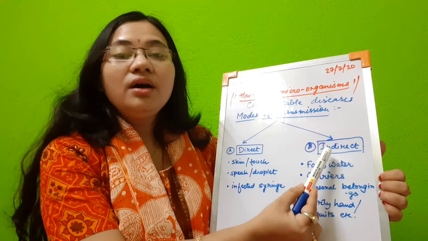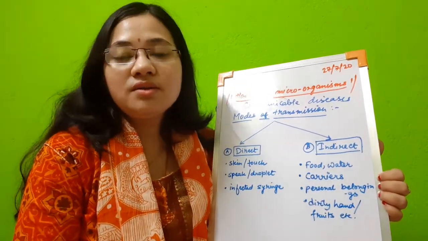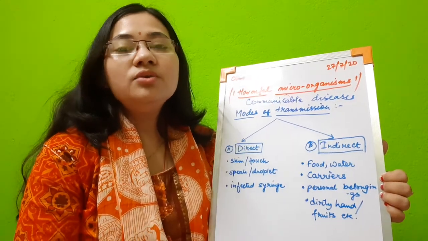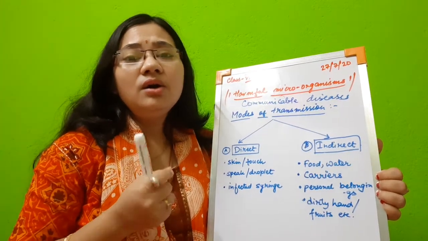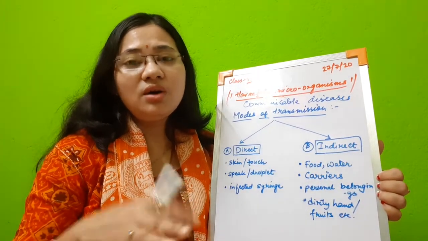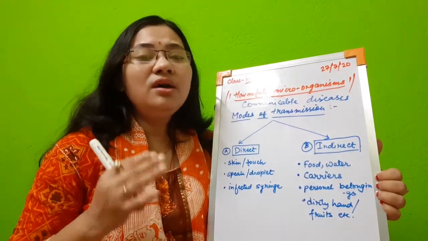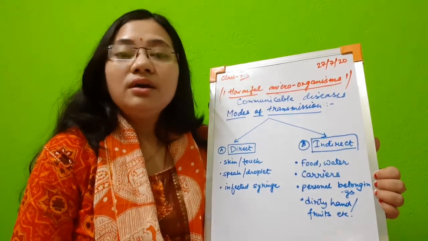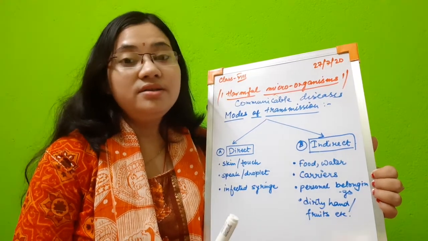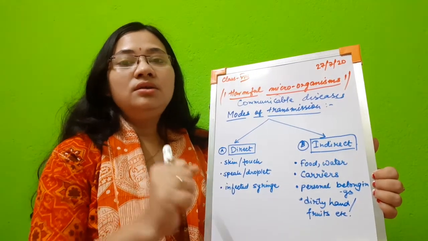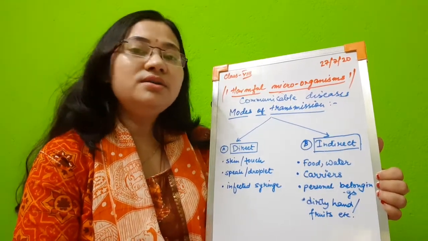Then comes the third mode of indirect transmission, that is personal belongings. That means if the infected person uses any clothing or towel or comb or currency, money, or utensils or bed sheet. So if you wear the same infected clothing, or if you use the infected towel, then there is a high chance that a healthy person can come in contact with that particular disease. Okay, like door handles. So from personal belongings also, an infected person can transmit the disease.